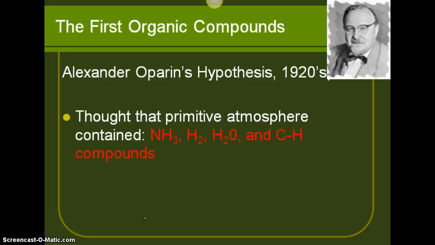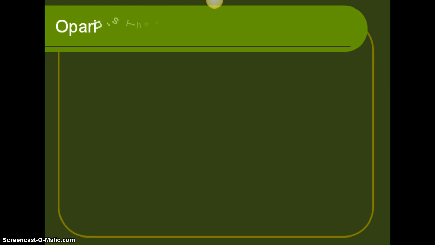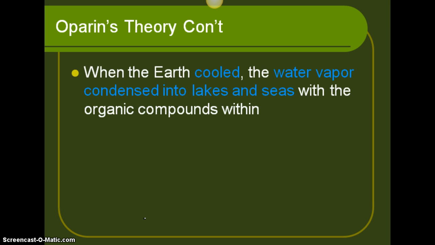So his original thought was that the primitive atmosphere had things like this: ammonia, hydrogen as H2 just as a gas, water, and then carbon-hydrogen compounds in different forms. At high temperatures, these gases could have formed simple organic compounds like amino acids. When the Earth cooled, the water vapor condensed into lakes and seas with the organic compounds within.